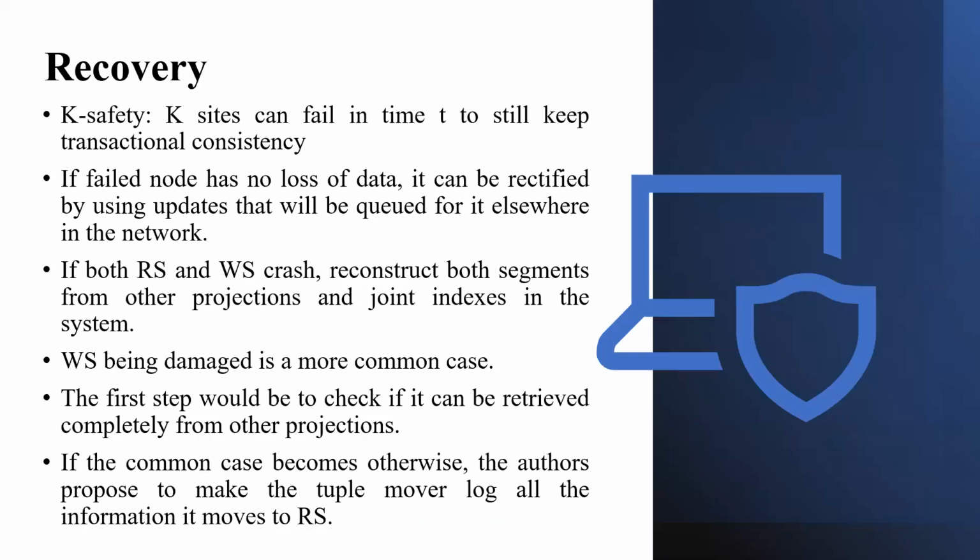So as mentioned earlier, C-Store also supports recovery, which is the key safety. So K sites can fail in time and still keep the transaction consistency. If a failed node has no loss of data, it can be rectified by using updates that will be queued for it elsewhere in the network. So suppose both RS and WS crash, the segments will be reconstructed from other projections and join indexes in the system. WS getting damaged is a common case. So the first step in that case would be to check if it can be retrieved completely from other projections.